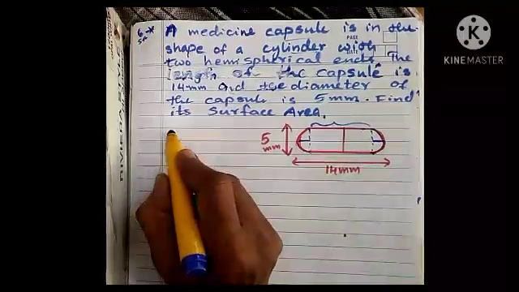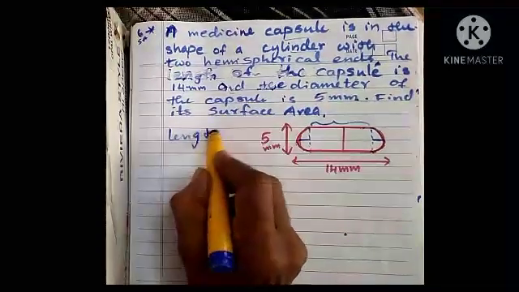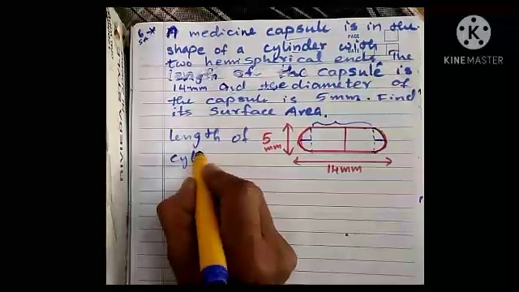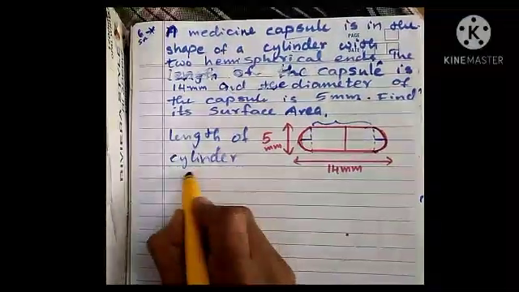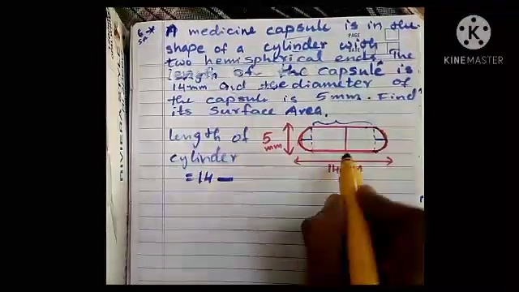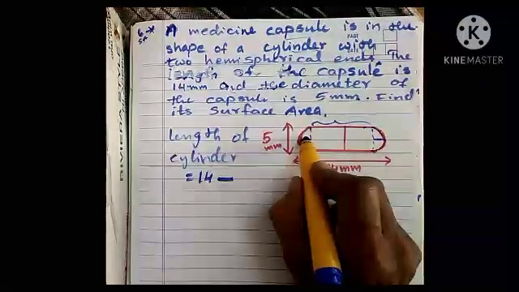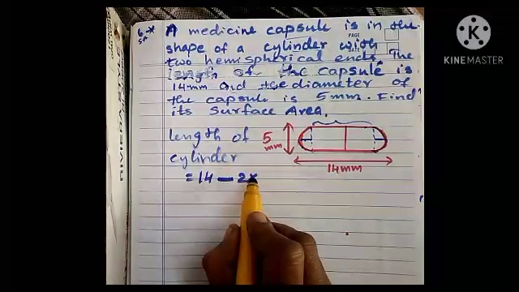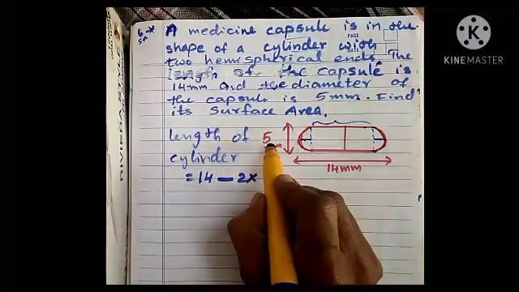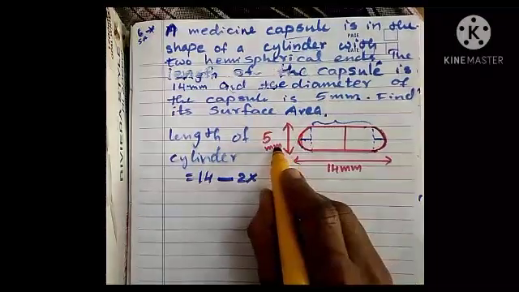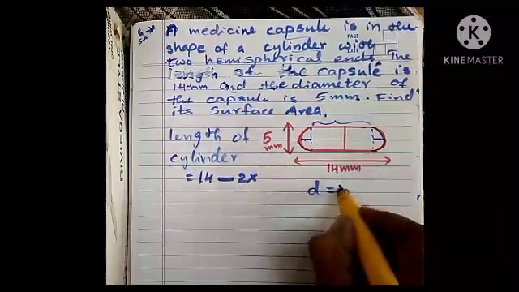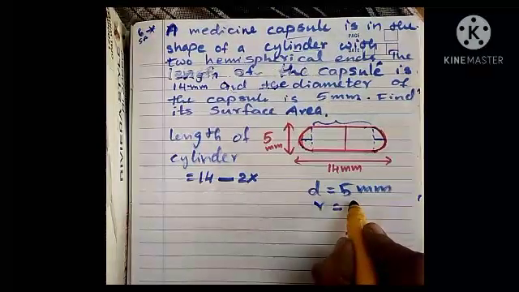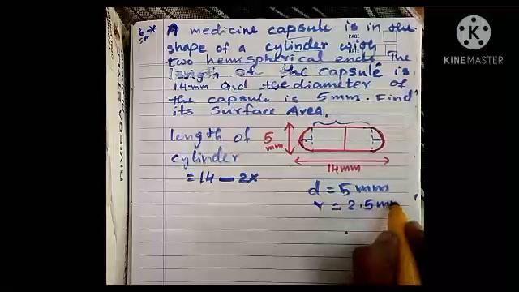How can we find the length of the cylinder? Length of the cylinder means height of the cylinder. How can we find it? That is 14 minus, the total length is 14 minus here radius, here also radius. That is 2 into radius. What is the radius? Diameter is given as 5 millimeters. Then radius is half of that, which means 2.5 millimeters.